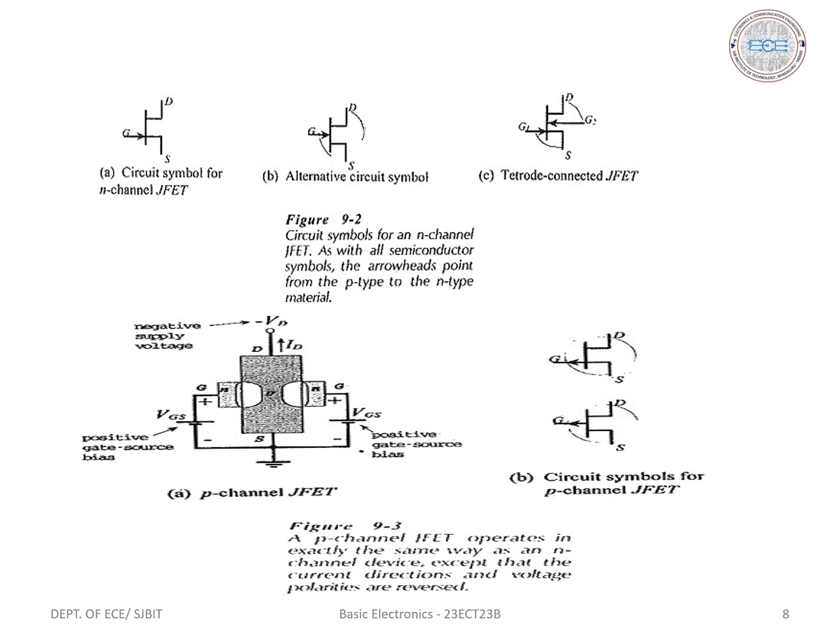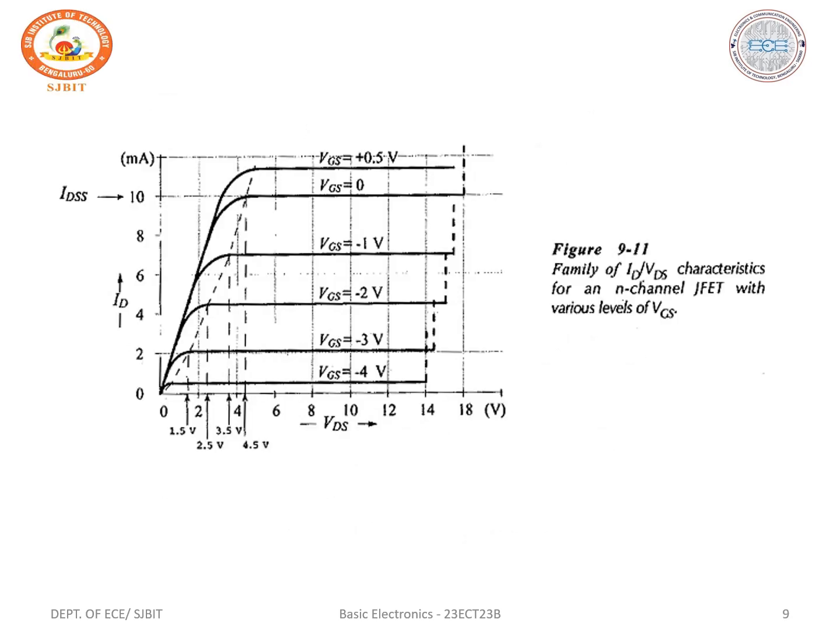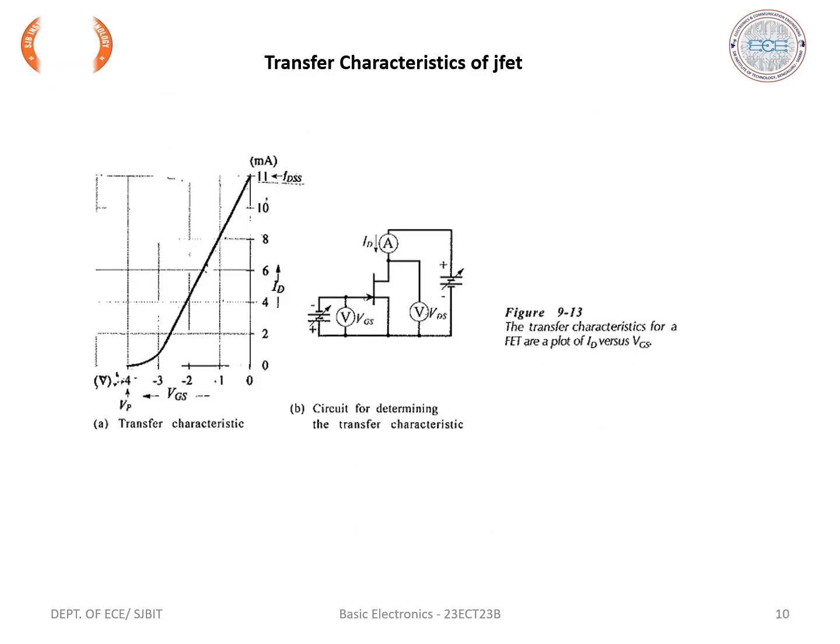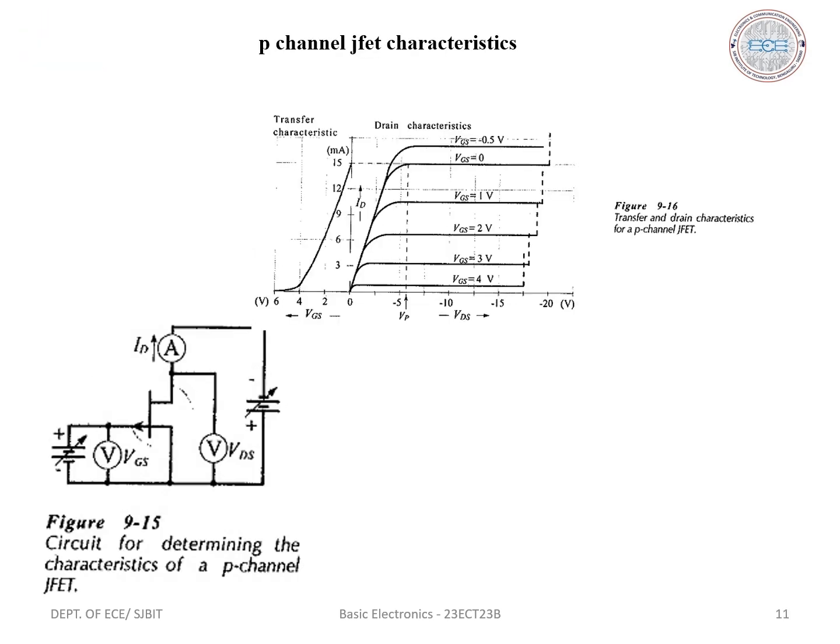To obtain the characteristics, VGS is maintained constant at the desired level. Minus VDS is increased in steps from 0 and ID levels are noted at each step. P-channel JFET drain and transfer characteristics are shown in the above figure. Next, this is the transfer characteristics of a JFET. This is the P-channel JFET characteristics.